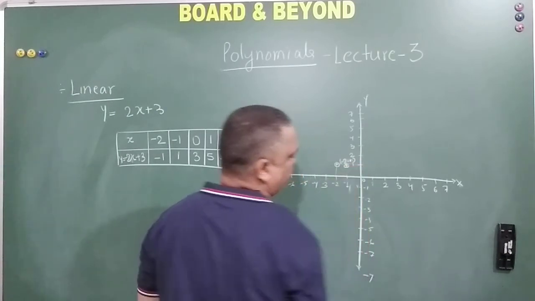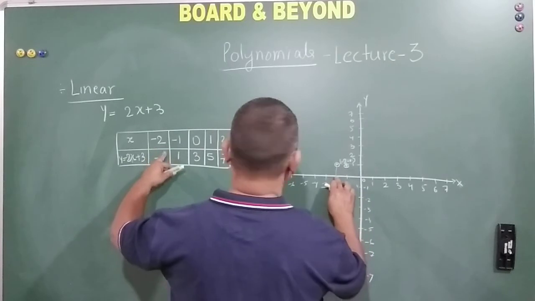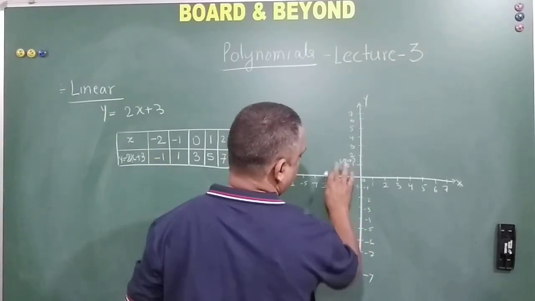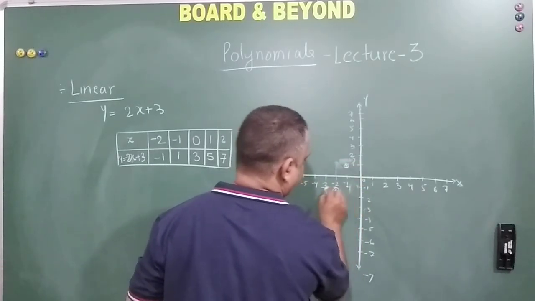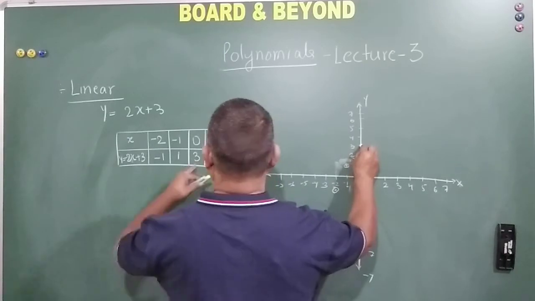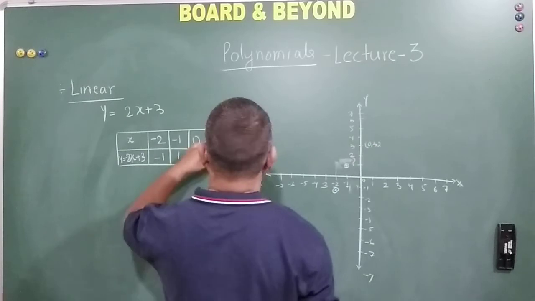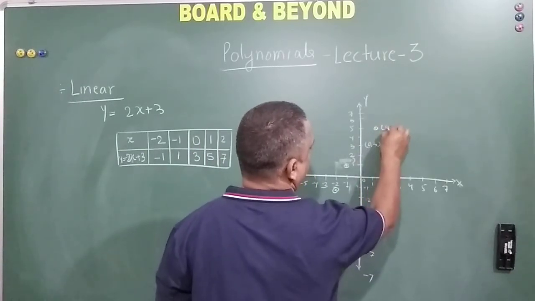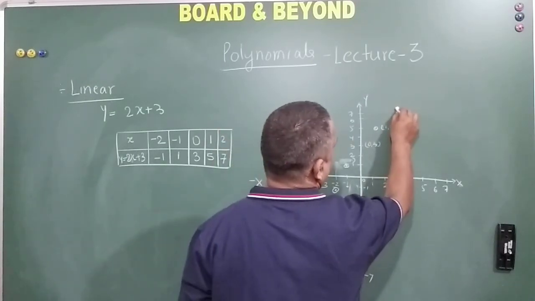Okay. Plus 1. And first one was minus 2 and minus 1. Minus 2, minus 1. Second point is here, my friends. Okay. This is 0 and 3. This is here. 0 and 3. This is 1 and 5. Next point is 2 and 7.